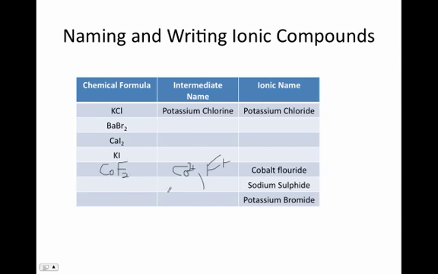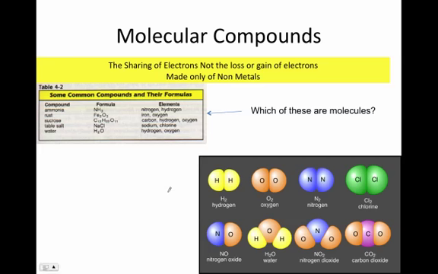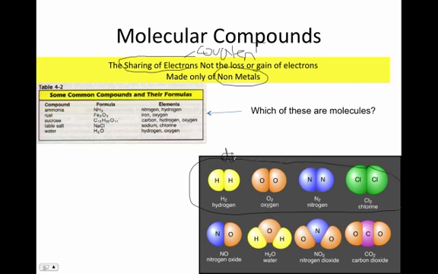Let's do molecular compounds now. Molecular compounds are formed by the sharing, we call this covalent bonding, the sharing of electrons, not the loss or gain of electrons. And they only deal with nonmetals. These are binary or diatomic, because atoms join together to create molecules of the same. So this is a molecule of hydrogen. It's not the element hydrogen. This is a molecule of oxygen.